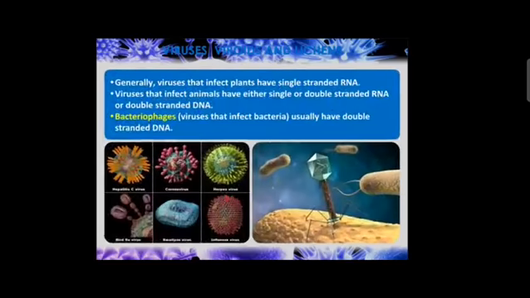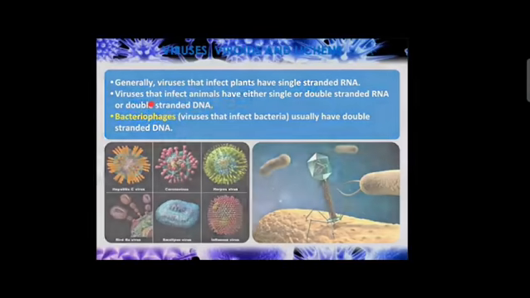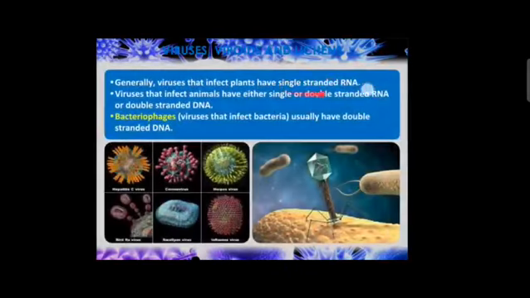Generally, viruses that infect plants have single-stranded RNA. So the plant viruses usually have ssRNA, that is single-stranded RNA. Viruses that infect animals have either single or double-stranded RNA, or double-stranded DNA. But in plants you will find only single-stranded RNA. In animals, single or double-stranded RNA and double-stranded DNA.